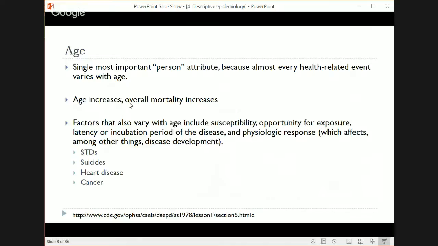Some of the diseases that vary with age include STDs, as you just saw, suicides, as we saw a couple days ago, heart disease and cancer. So heart disease and cancer are your chronic conditions.